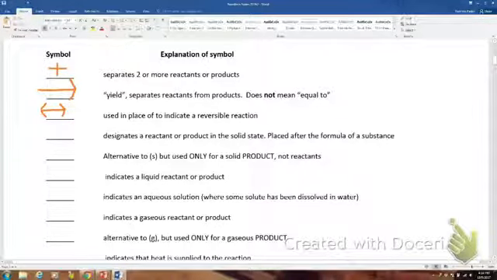If we're designating a reactant or a product in the solid state, we're going to put a little parentheses S behind it, okay, meaning it's a solid state. One of the alternatives to S is an arrow down, showing that a solid product was produced. Okay, we can only do this for products, not for reactants, and that's basically just showing that a precipitate was formed. We don't use it that often. Mostly we just use the S, but I just wanted to show it to you in case you see it.